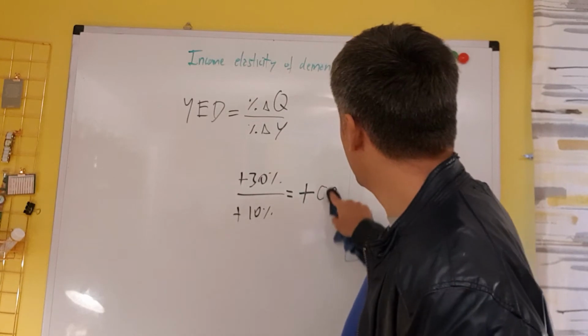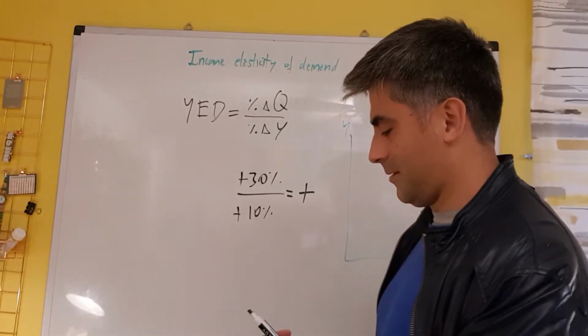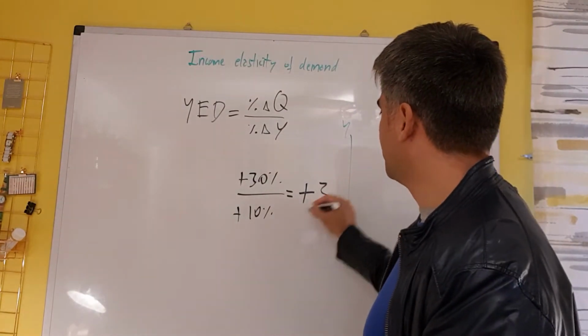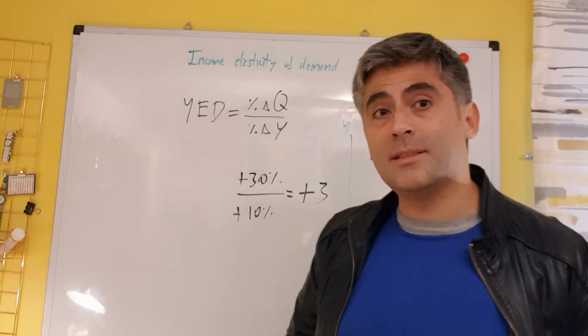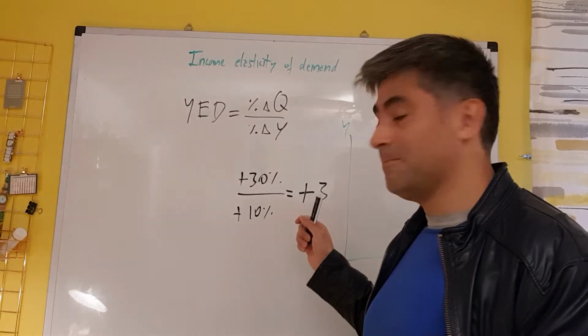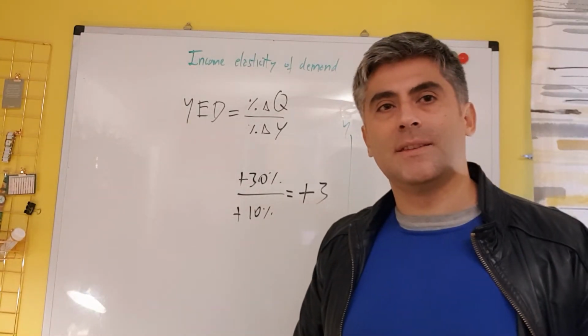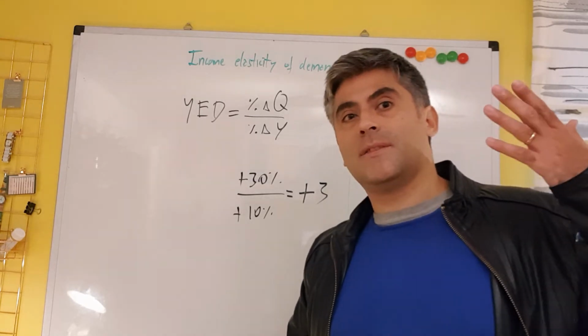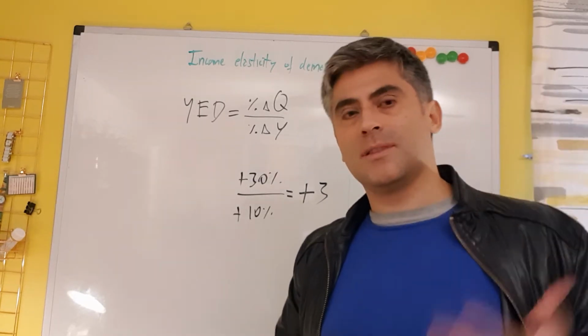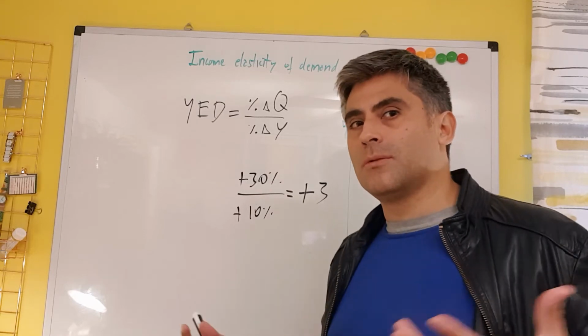So here we have plus 3 as a result. What does that tell us? Well, number one, it tells us that positive means that it's a normal good. So my quantity, as my income increases, I'm buying more McDonald's.